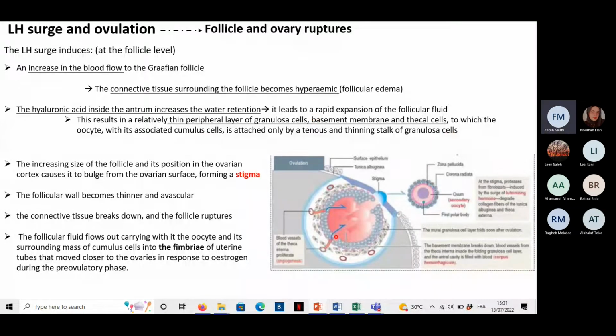And the increase in the size of this antral cavity will lead to something. If you remember, we had several layers of granulosa cells, and now due to this increase in the size of the antral cavity, we will only have one layer of mural granulosa cells, and the other cells will degenerate, okay?